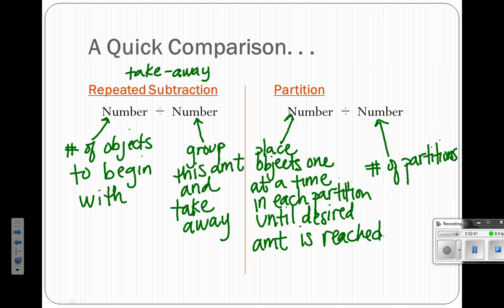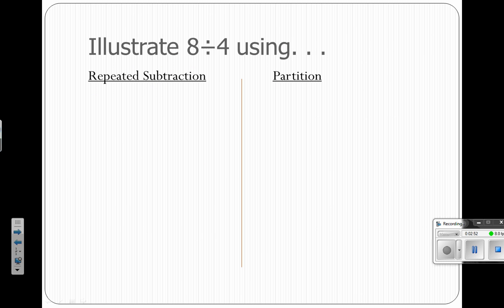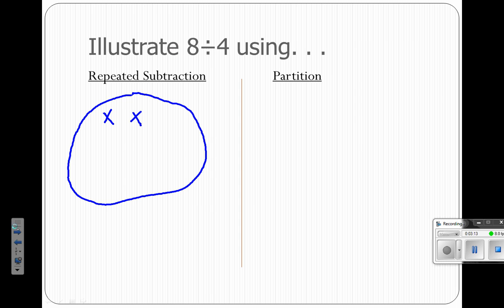Okay, so let's look at an example. You might jot this down so you can keep in mind what you're doing. And I'll look at the repeated subtraction and partition both. Okay, so it says illustrate 8 divided by 4 using each of these models. So repeated subtraction is the same thing as the takeaway model. It's also the set model. So I'm going to create a set of objects. Remember, if I'm doing 8 divided by 4, the very first number tells me how many objects I need to start with. So in here, I need to put 8 objects, and I'm just going to use X's. So here's my 8 objects.